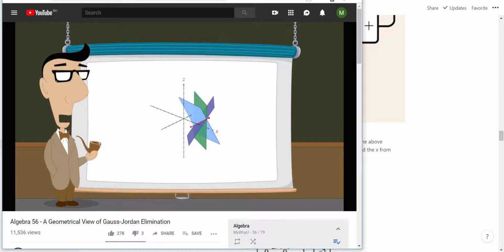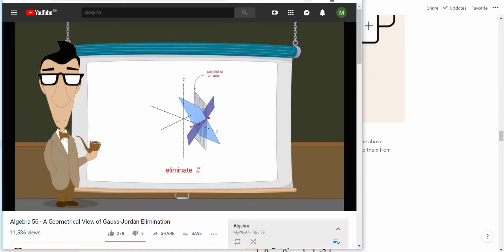If a multiplier is chosen so that a variable is eliminated, then the resulting plane will be parallel to that variable's axis. For instance, if the variable z is eliminated, then the resulting plane will be parallel to the z-axis. This is exactly what happens during a pivot operation, except that one of the original planes is replaced by the resulting plane.